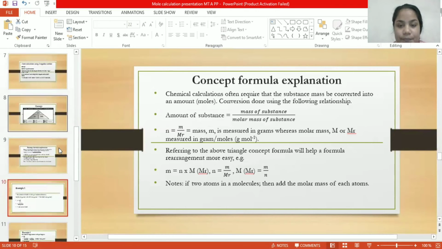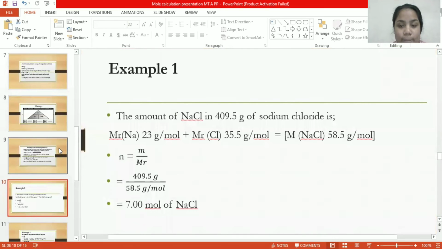So this is the example: the amount of NaCl in 409.5 gram of sodium chloride. We have to find the amount, or the mole, of NaCl in this mass. So we are going to use the formula, which is m over Mr. The first thing to do is, as we know, NaCl is an ionic compound, so we have to take their molar masses separately.